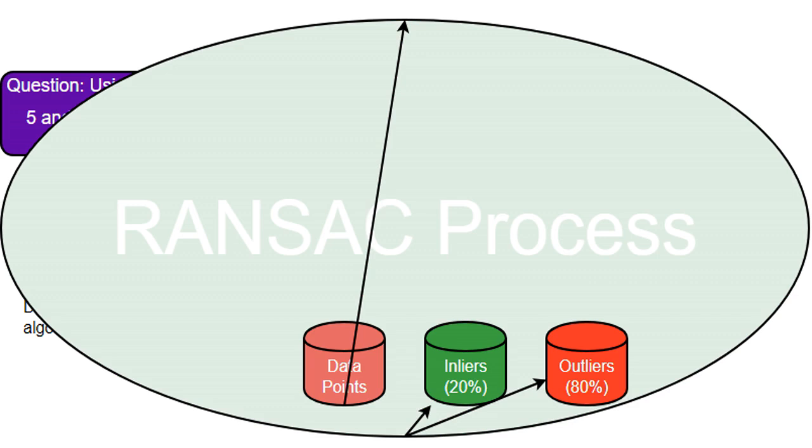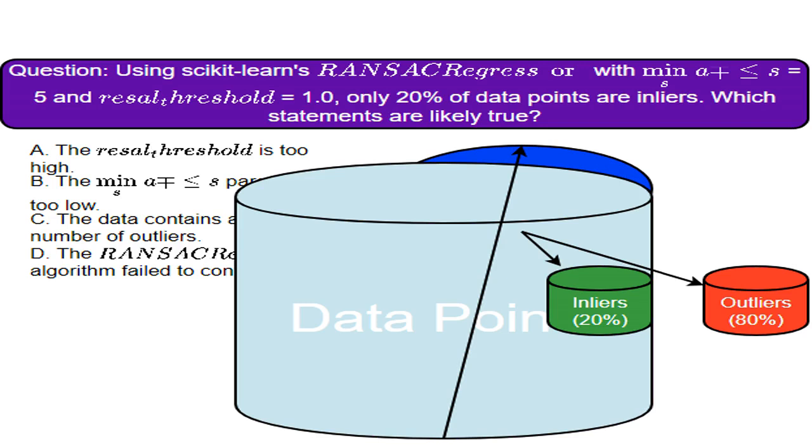Let's investigate. That implies a whopping 80% of the data points are considered outliers. This is a significant portion of the dataset. It's highly suggestive that the dataset might be heavily contaminated by noise or inaccurate data points.